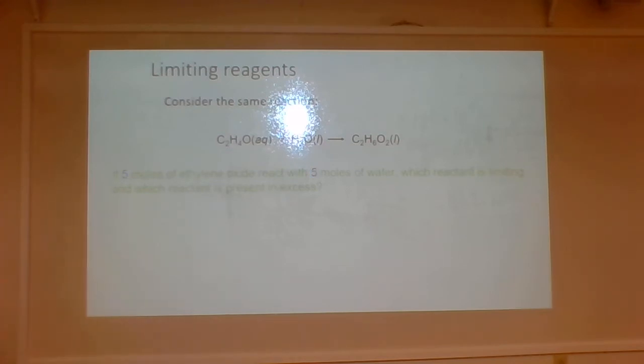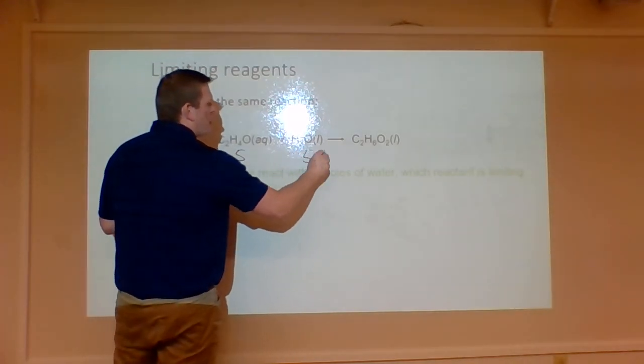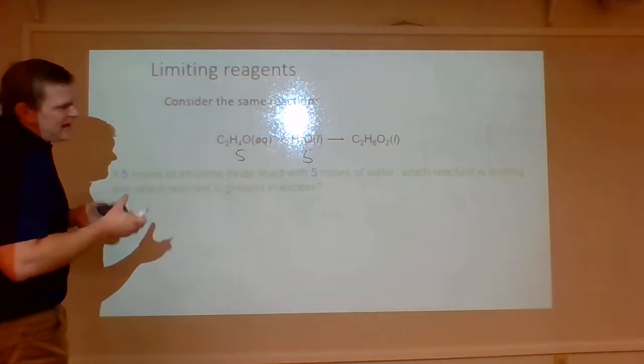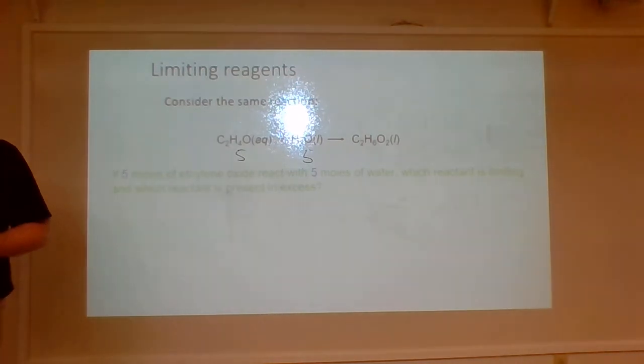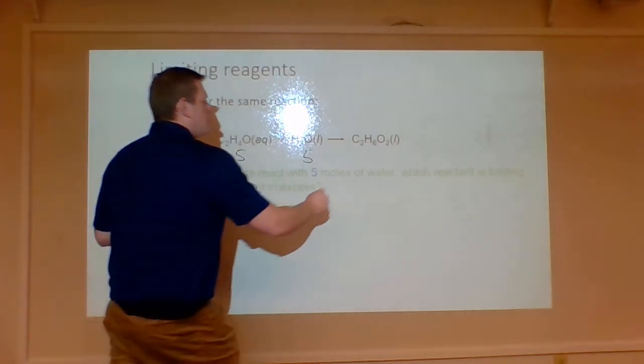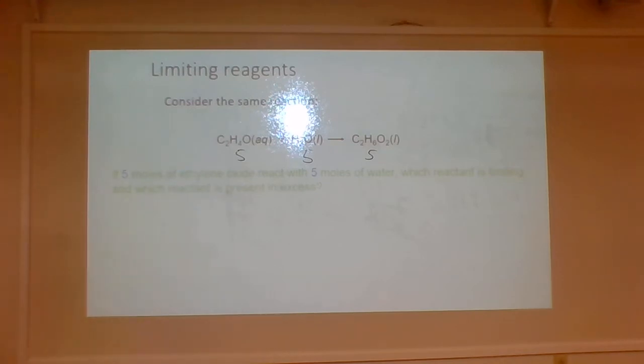Now let's consider if we have 5 moles of ethylene oxide reacting with 5 moles of water. Which is going to be our limiting reagent and which is going to be excess? So in this case, they're both the limiting reagent because neither of them is in excess. There's exactly the amount of ethylene oxide as there needs to be to react with the water, and there's just enough water to react with the ethylene oxide. So we're producing 5 moles of our product. We have exactly the amount that we need.